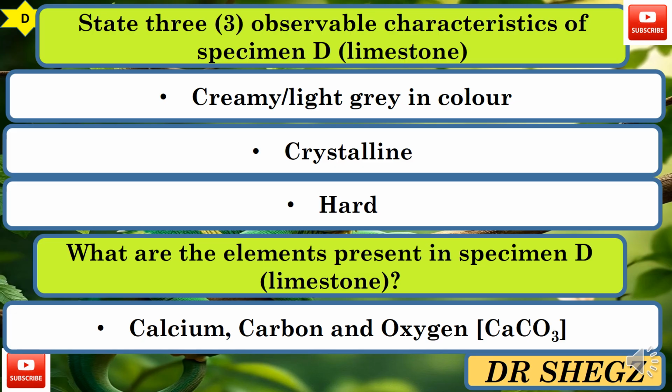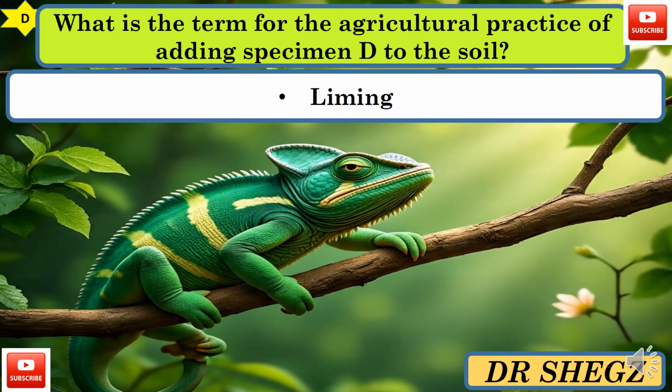State 3 observable characteristics of limestone. Of course, from the picture we saw that it is light green color, it is hard and it's crystalline, almost like a stone. So it's crystalline, it's hard and light green color. The elements present in specimen D, you have calcium, and here they just asked what's the major element. You have calcium there, you have carbon, you have oxygen. What is the term for the agricultural practice of adding specimen D to the soil? Liming. The answer is liming.